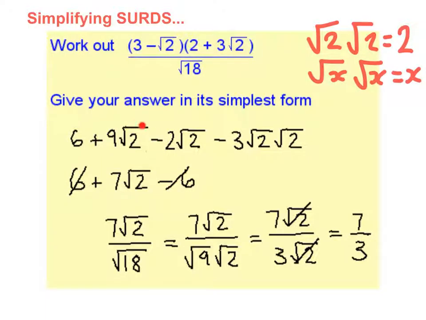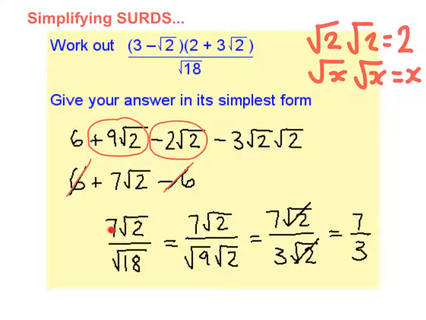Now 9 root 2 minus 2 root 2 will give us 7 root 2, because 9 minus 2 is 7. And we just bring down the 6 and the minus 6. And then 6 minus 6 will cancel out. So we're just left with 7 root 2 for our numerator. So (3 minus root 2) multiplied by (2 plus 3 root 2) simplifies to 7 root 2.